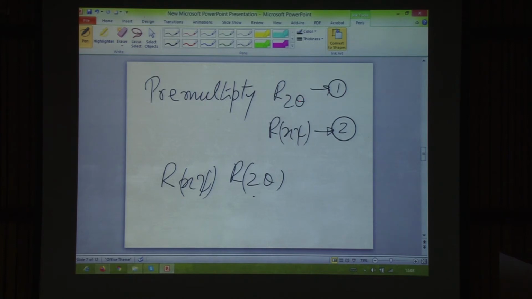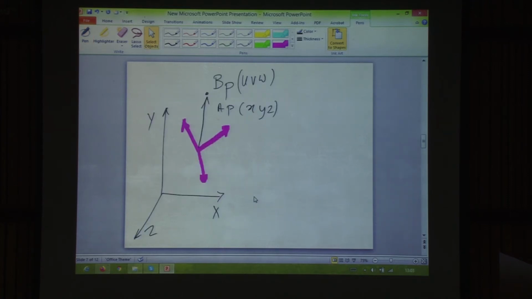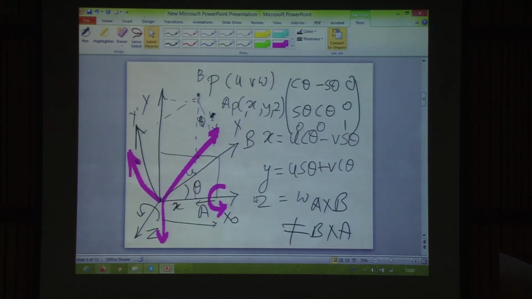So I first rotated this, then I rotated this. But when I am multiplying and finding the combined rotation matrix, I pre-multiply, so this one comes first, then this one. I am just reversing the order. Okay, this is called the pre-multiplication of matrices. Please remember that you need to pre-multiply.